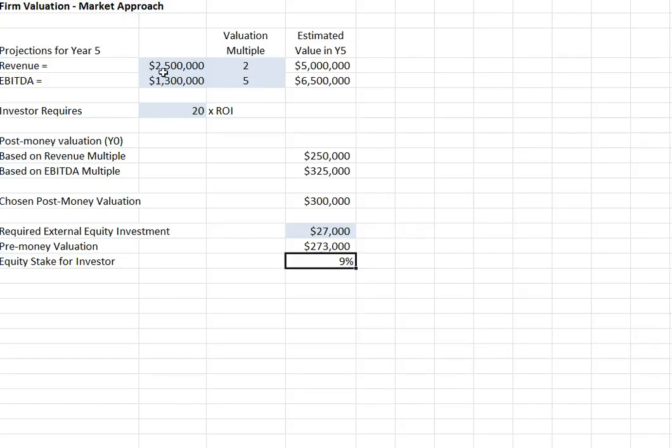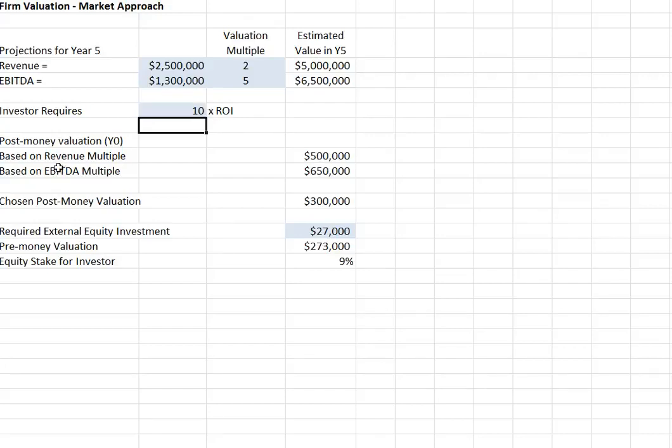So again, you get these numbers from your pro forma income statement. We just keep these as the valuation multiples that are used in common practice. That gives us a valuation in year 5. We assume some return on investment that the investor requires. So if it's a relative that is investing, maybe they'll require less, so maybe we can lower that number. You could go down to 10. So for every $1 now, they want $10 later.